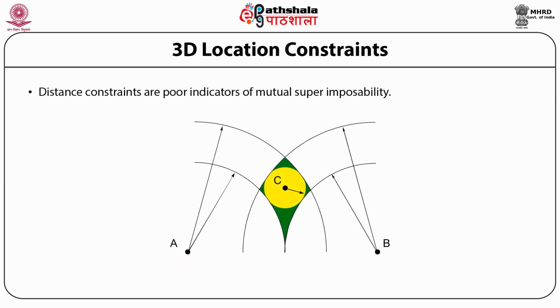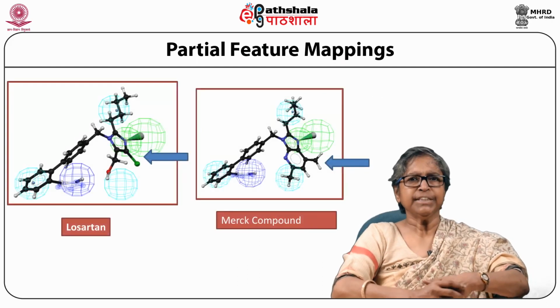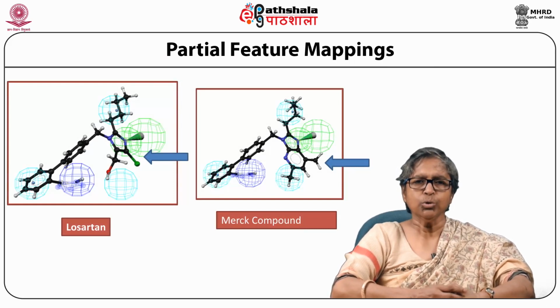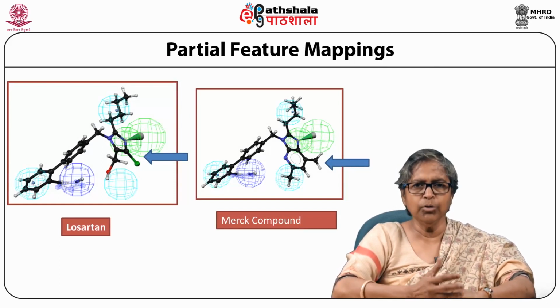Why we should do it is explained here, and that is the 3D location constraint. Every constraint is a good indicator for superimposability. That is, two compounds cannot be superimposed if they cannot fit each other. Here it is shown how a pharmacophore avoids two atoms hitting each other in their location and uses the constraint for that purpose. Partial feature mapping is very important, and the user can choose it to give useful starting points.